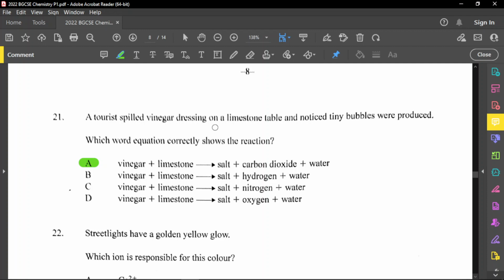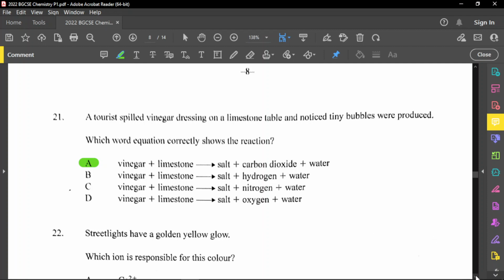When a carbonate reacts with an acid, you get a salt, carbon dioxide, and water. That is why option A is the correct answer. Vinegar is acidic, limestone is a carbonate, and so carbonate plus acid gives salt, carbon dioxide, and water as the products. So there's no need to explain that.